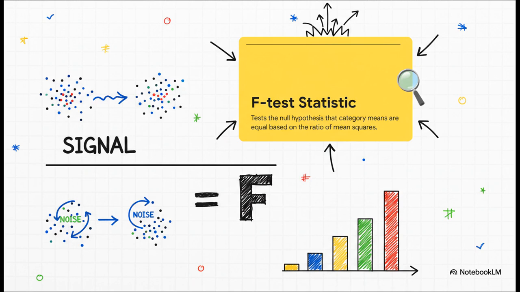It's the signal divided by the noise. The variation between your groups divided by the variation within them. So if you get a big F statistic, it means your signal is way louder than the noise, and the differences you're seeing are probably real.